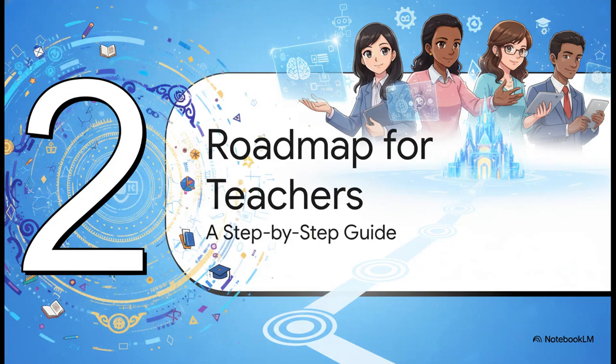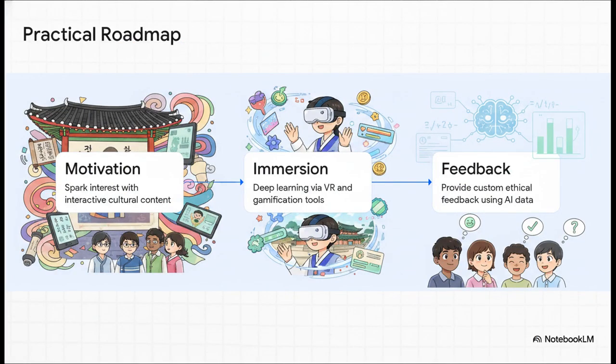Moving right along to part 2, a practical roadmap for teachers, giving you a step-by-step guide. So, here is your 3-step game plan for actually integrating this stuff effectively. Step 1, spark motivation using cultural content. Step 2, drive deep immersion using VR and gamification tools. And step 3, provide custom, ethical feedback using AI data. It's a beautifully clean, logical flow that moves a student all the way from initial curiosity to genuine mastery.